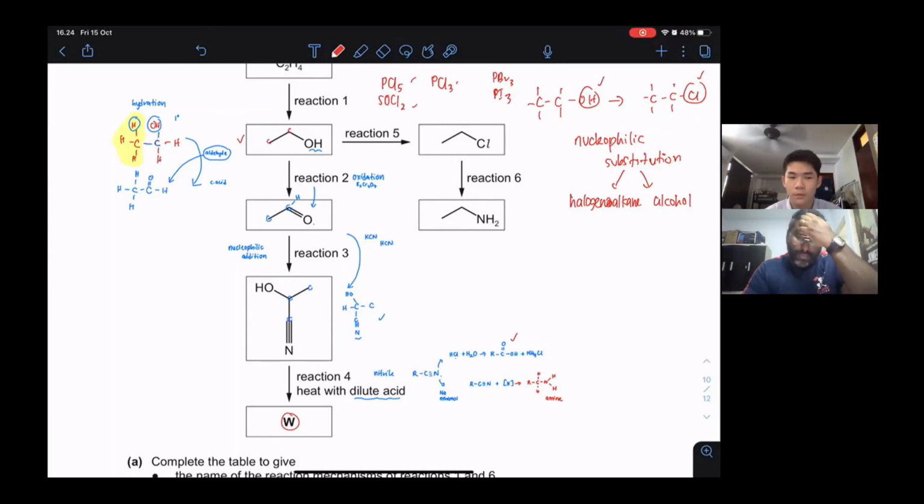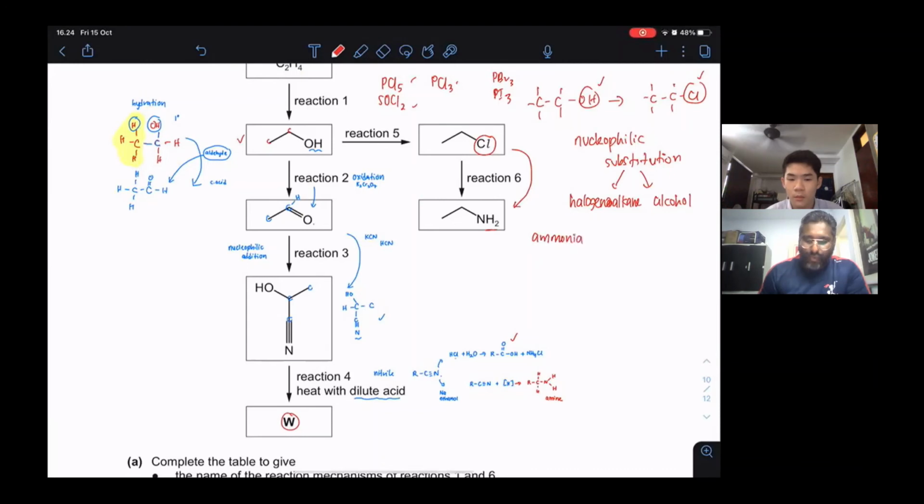Anyway, you see here, nucleophilic substitution can happen for halogenalkane and alcohol. So now you have the halogenalkane, and you are going to change it with something with NH2. This is also going to be a nucleophilic substitution. You are substituting Cl with NH2. How can that happen? You react it with ammonia.